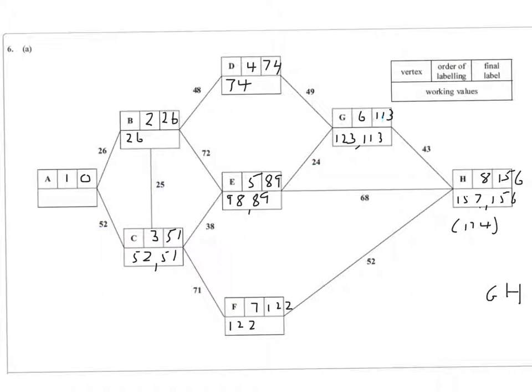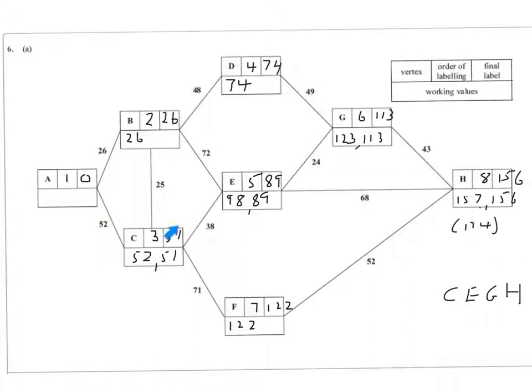Is 113 minus 49 74? No, it's 64. Is 113 minus 24 89? Yes, it is. So that's the vertex before G. So now we're at E. Is 89 minus 72 26? No. Is 89 minus 38 51? Yes, it is. So the vertex before E is C.